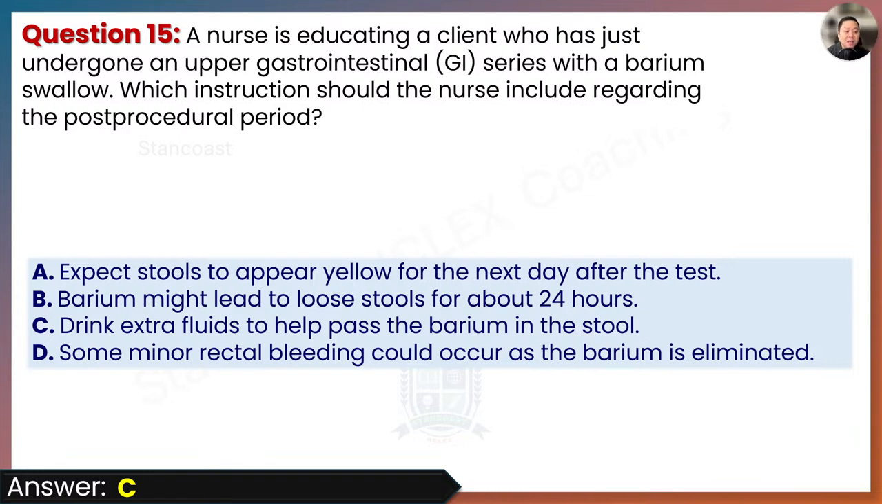And also we have letter B here. Barium might lead to loose stools for about 24 hours. This is also incorrect, and this is misleading, because barium sulfate is more likely to cause constipation, not diarrhea. It is a heavy, non-absorbable contrast agent that tends to slow the gastrointestinal motility. It's not going to accelerate the GI motility. And it has mild osmotic properties as well. It rarely draws water into the intestine to cause loose stools.